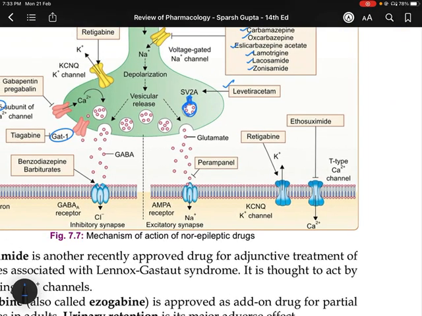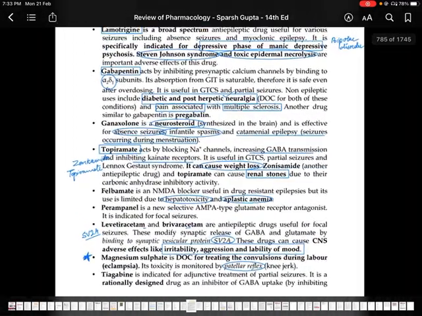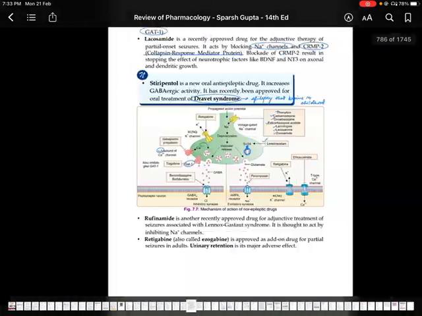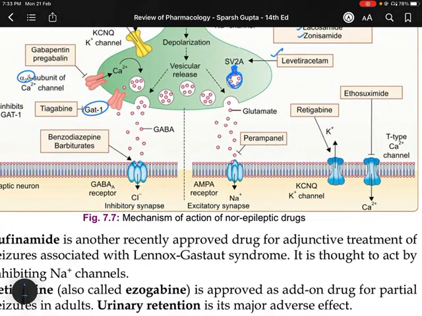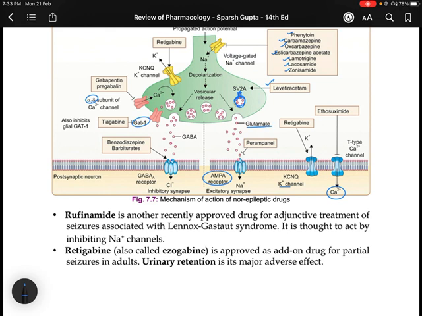Perampanel acts on the AMPA type glutamate receptor. Again retigabine, potassium channel. Ethosuximide, T type calcium channel. This one is for glutamate that releases glutamate. Okay, so these were for glutamate and these are for GABA. Got it.